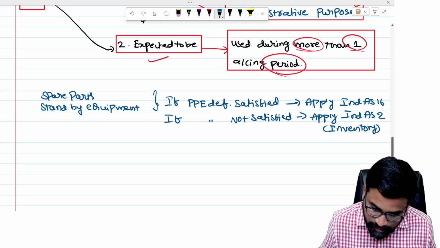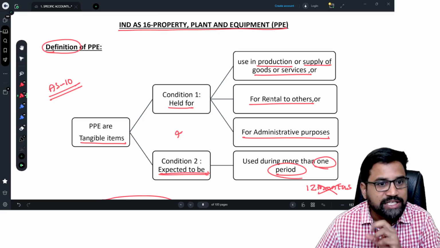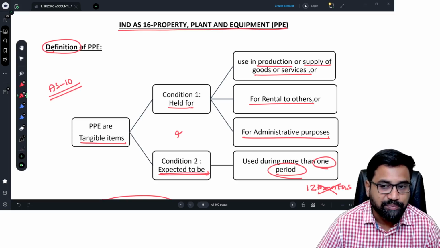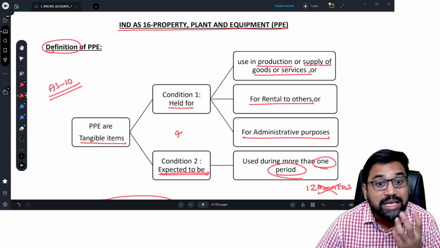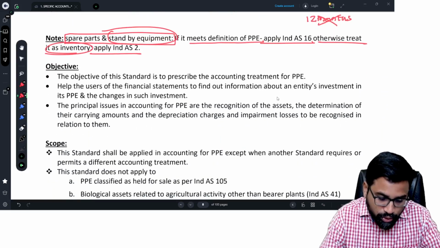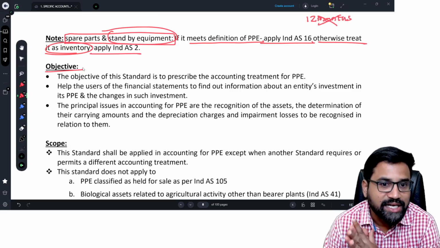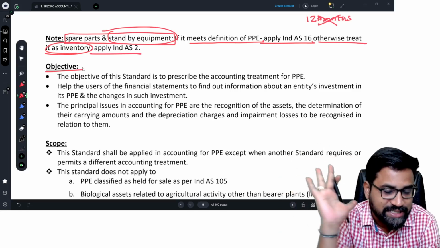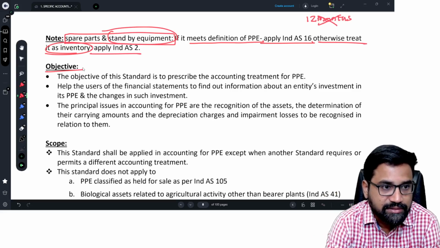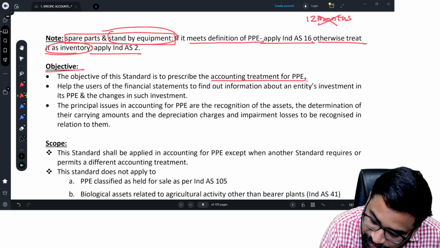That's it. Next. Now moving into the main part of the standard, because we learned what is property, plant, equipment. So this standard talks about the accounting treatment of all kinds of PPE. Basically PPE means tangible fixed assets. Look at the objective of this standard. Every standard will have its objective. Why did this standard come? The objective will be mentioned in the standard itself. So what is the objective of IND AS 16? The objective of this standard is to prescribe the accounting treatment for PPE.